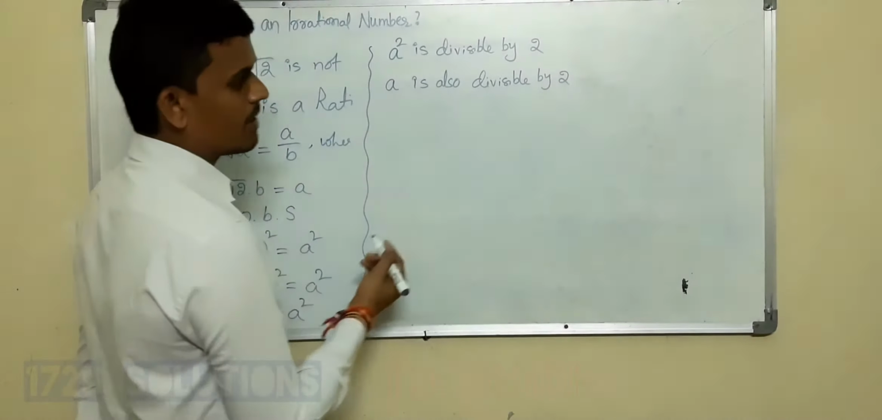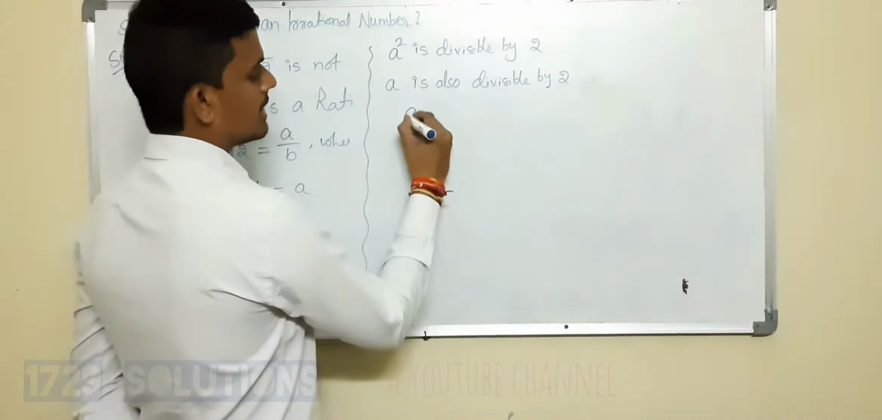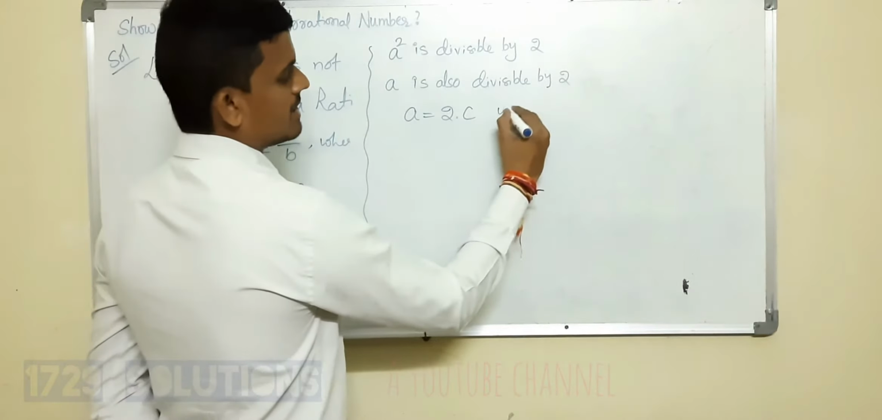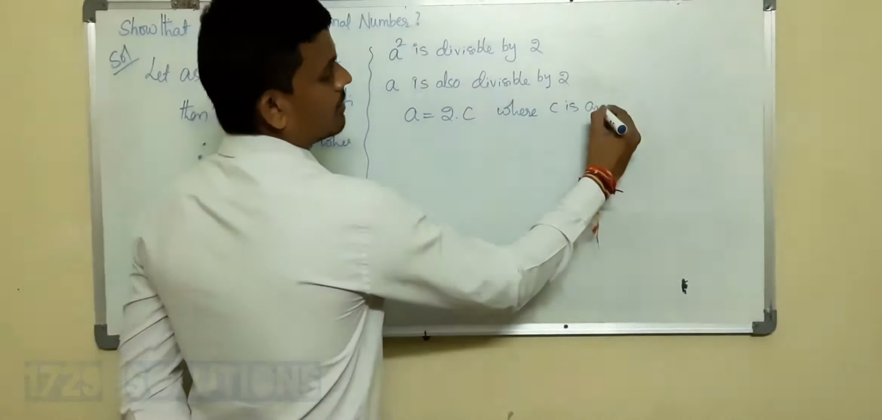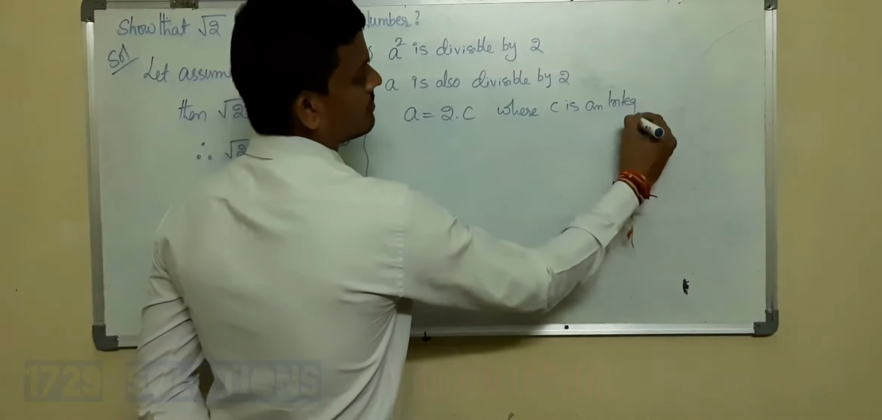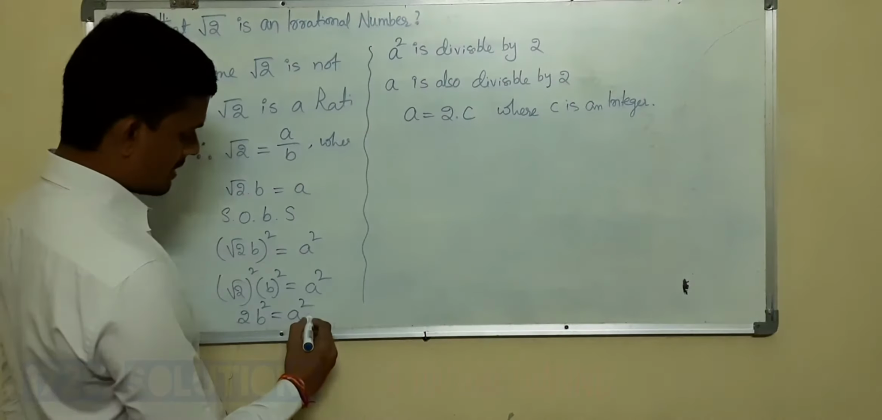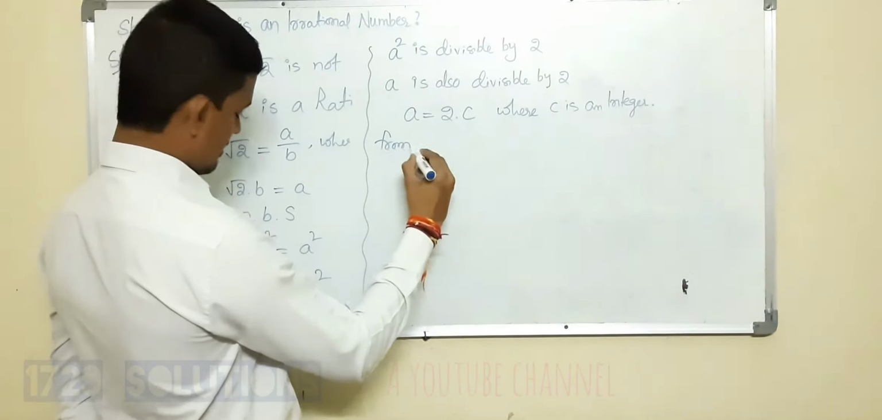If a is divisible by 2, what can you say? If any number is divisible by 2, we can say that the number can be written in the form of 2 into something, a = 2c, where c is some integer. Now substitute this. This is equation 1.